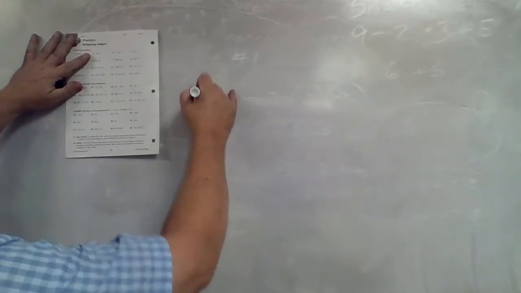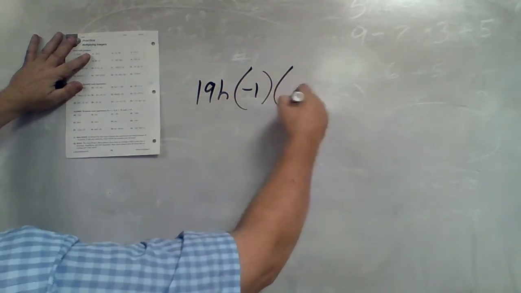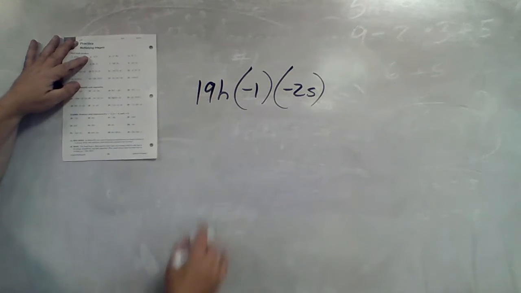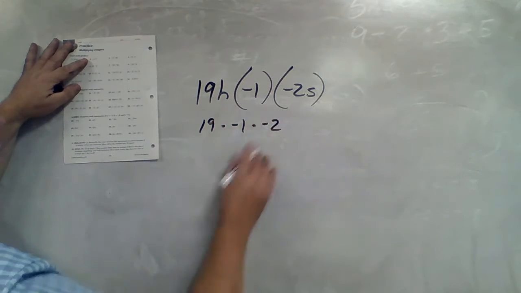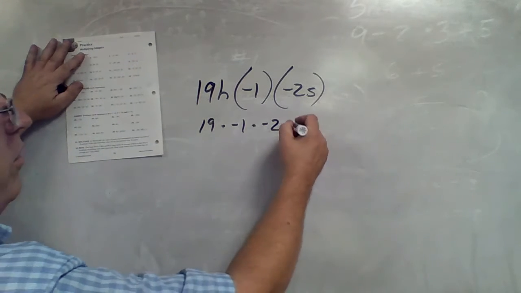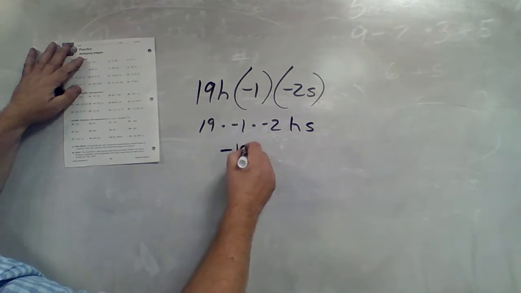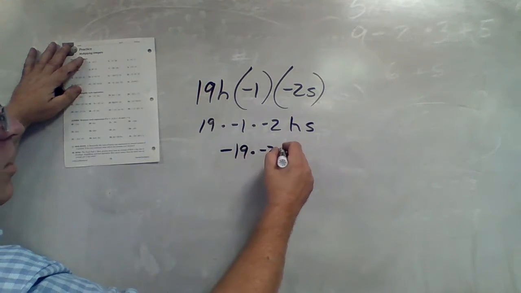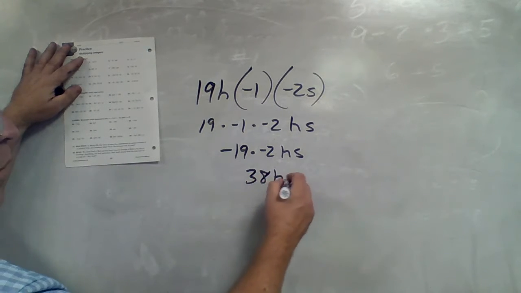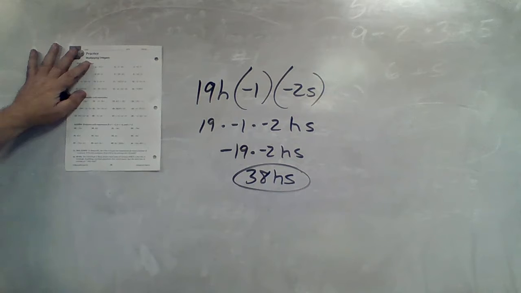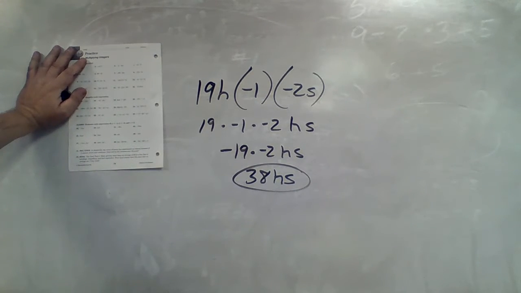How about the next one? How about 19h times negative 1 times negative 2s? Again, let's just rearrange things to make it easier to deal with. We'll put all the integers here, and then the h, and then the s at the end. 19 times negative 1 is negative 19, times negative 2 is positive 38. So we get a positive 38 times h times s.